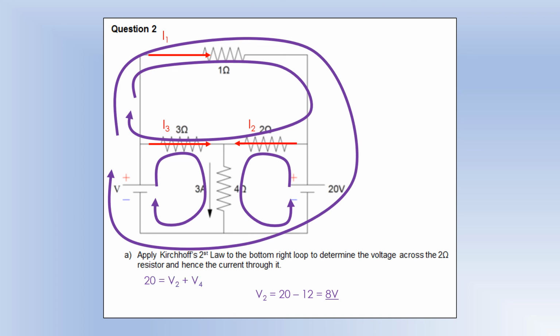Let's now calculate its current. So V2 we know is equal to I2 times R. So therefore we can see I2 is going to be 4 amps there. Either way we solve it, we end up with those values.